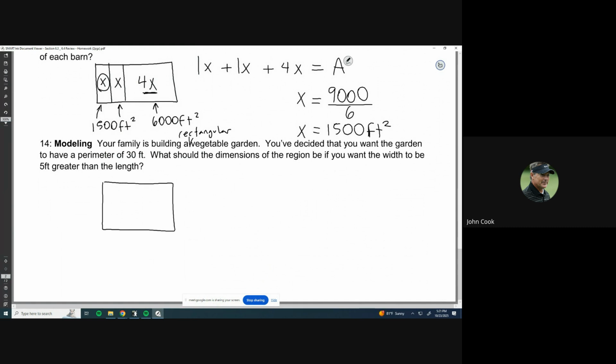Some nice things that we know about a rectangle is that the opposite sides are the same. So whatever side this length is, let's call that the width. And whatever side this side is, the length. The sides across them are going to be the same.